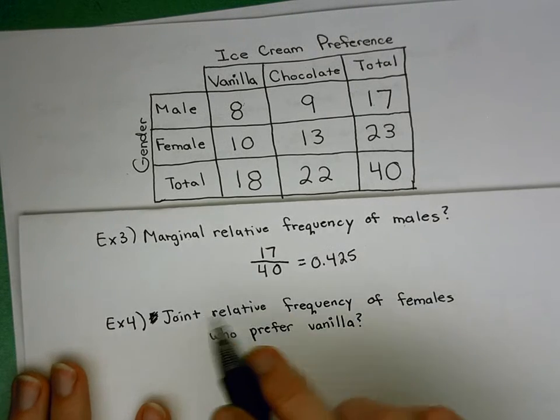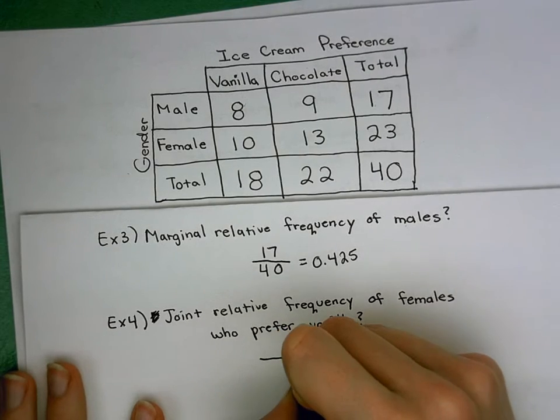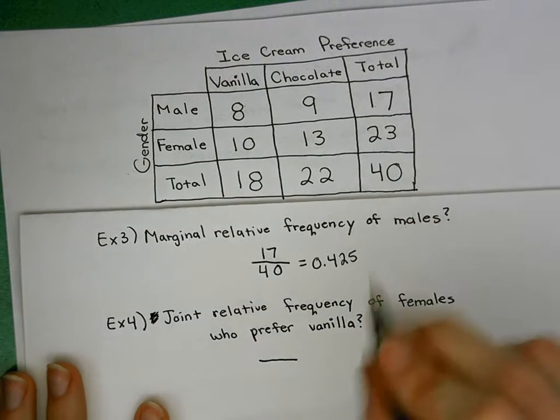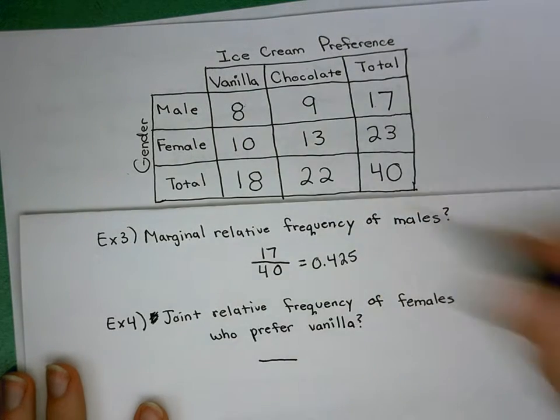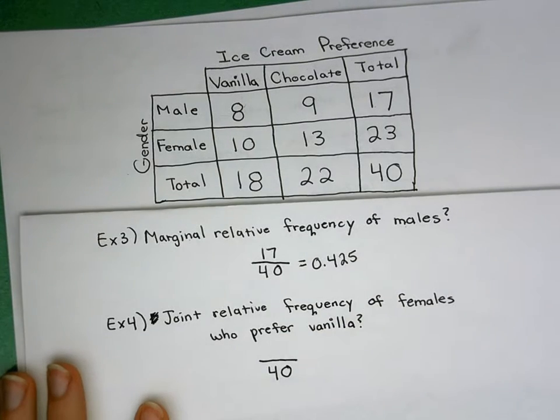So you see the word relative, you should be thinking relationship. So we're going to be doing a fraction. Both of our relatives, our joint relative and marginal relative, are over our grand total. So we're going to be putting it over 40.